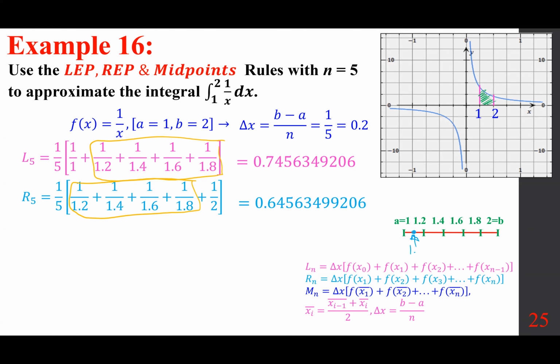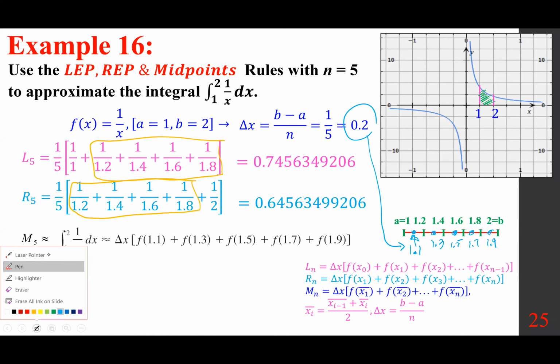and it's 1.1. Then the next one is 1.3. You add the same delta x here. Here's the next one. Here's the next one. Keep on adding 0.2. So 1.5, 1.7, 1.9. So M5, or the integral of 1 over x dx from 1 to 2, this is an approximation. Again, same thing for here, it is an approximation.